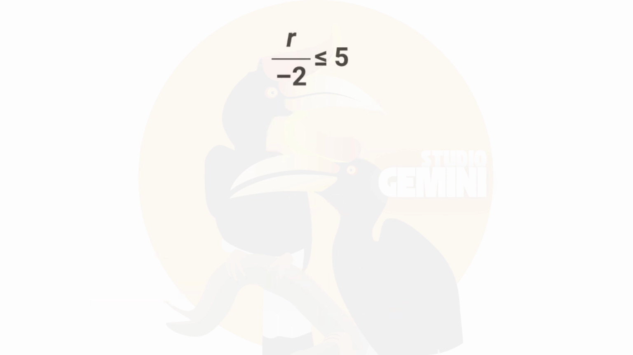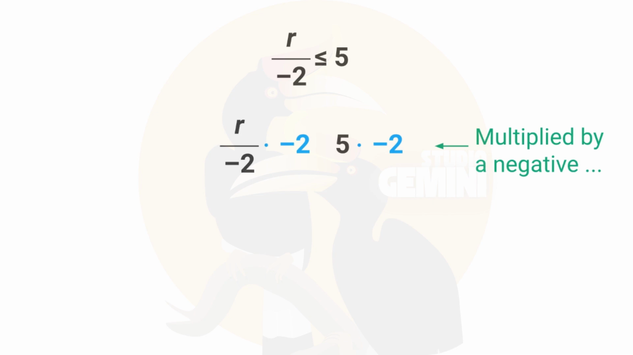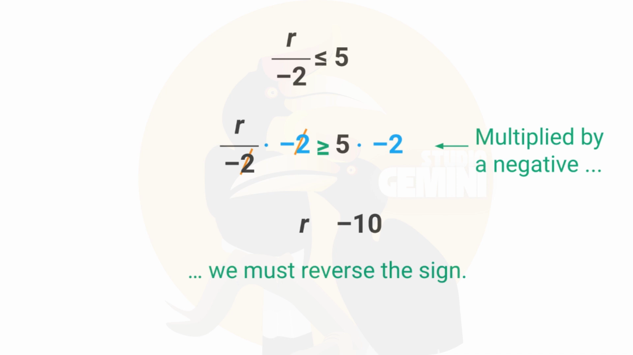Our last example is r divided by negative 2 is less than or equal to 5. Since we have r divided by negative 2, let's multiply both sides by negative 2. And since we are multiplying by a negative number, we must reverse the sign of the inequality. On the left side, the negative 2's cancel out, leaving only r. And on the right side, 5 times negative 2 is negative 10. Our solution will be r is greater than or equal to negative 10.